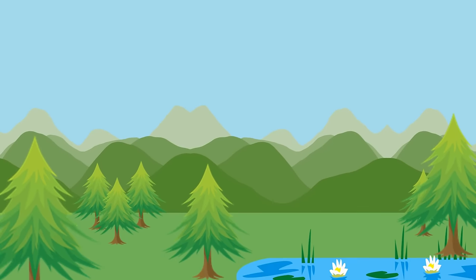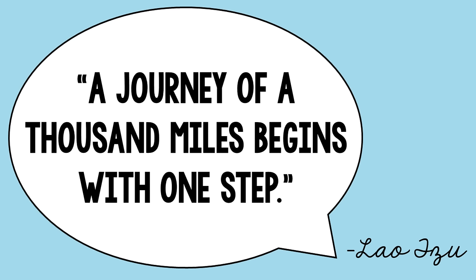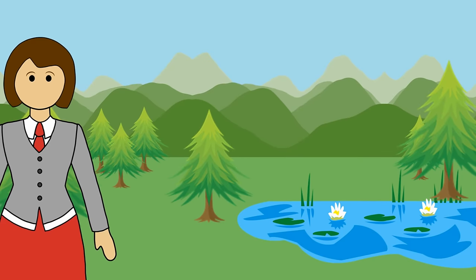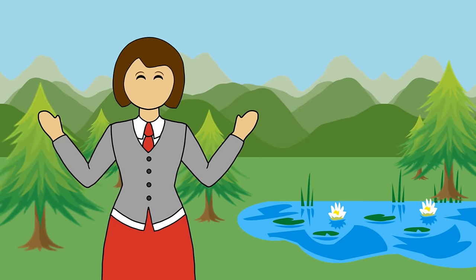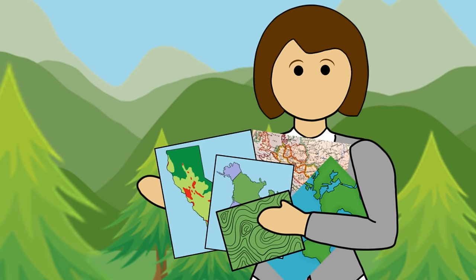The ancient philosopher Lao Tzu said, "A journey of 1,000 miles begins with one step." Before we take that step, let's make sure that we're going in the right direction by using our trusty map. Oh my, that's a lot of choices. The question is, which one should we use?